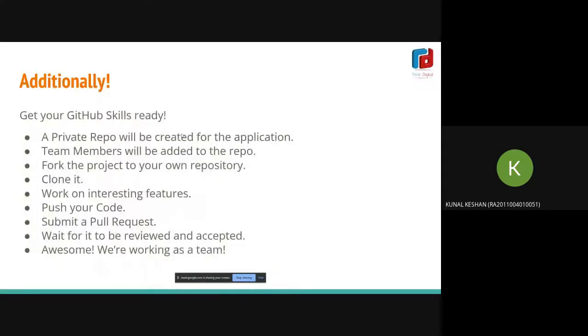Other than that, I believe this project would be really great for your GitHub skills as well. These are some steps that I've come up with. I will create a private repo for this project. I will add all of you, and what you have to do is just fork the project, clone it locally, and then come up with features that you think you can use, or maybe small tasks here and there that you can work on for that particular project. And then you push your code to your forked repo.